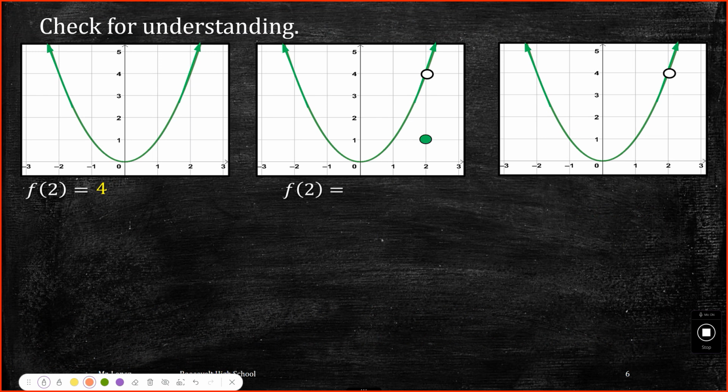Looking at the middle graph. Andrea, what's f of 2 for the middle graph? 1. That is correct. For the last graph, Evelyn, what's f of 2? Undefined is correct.